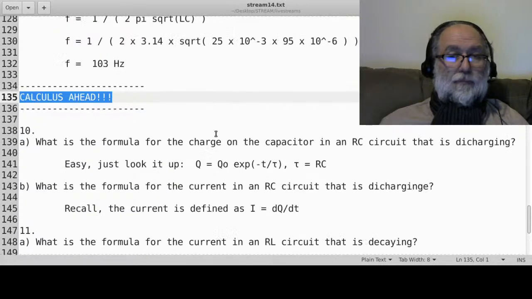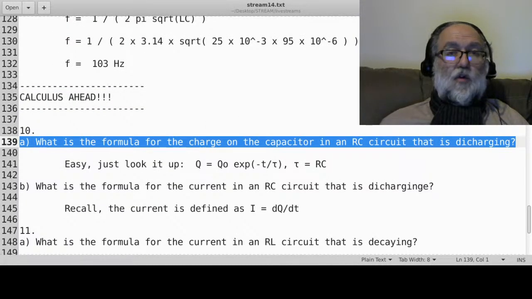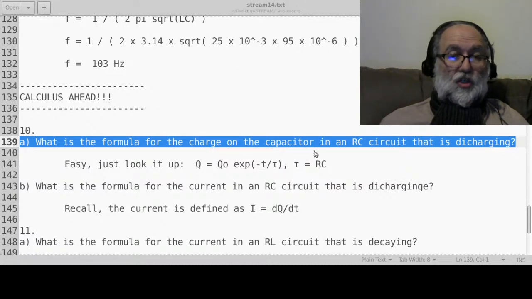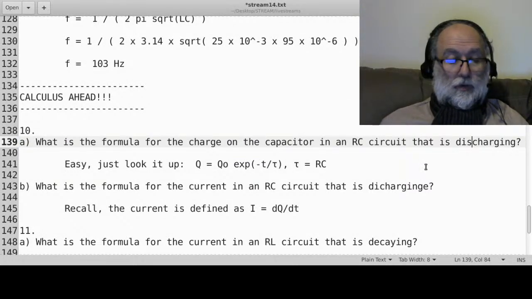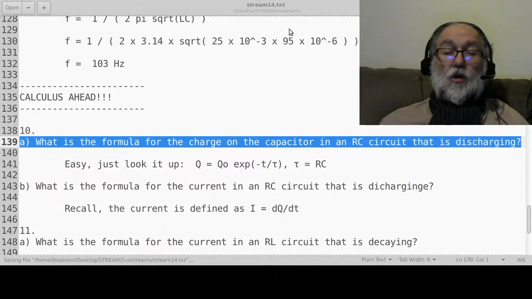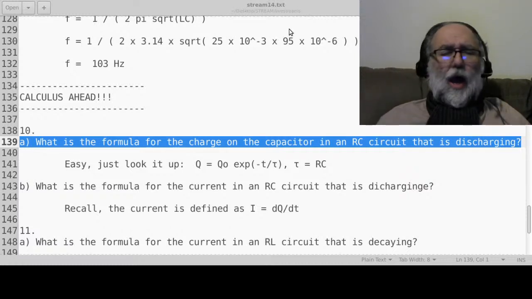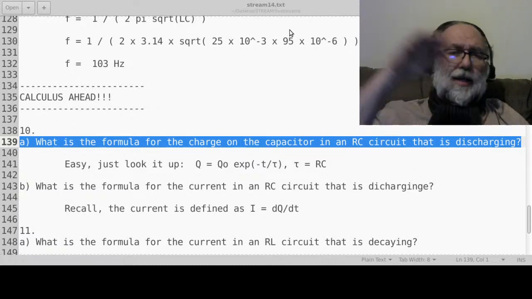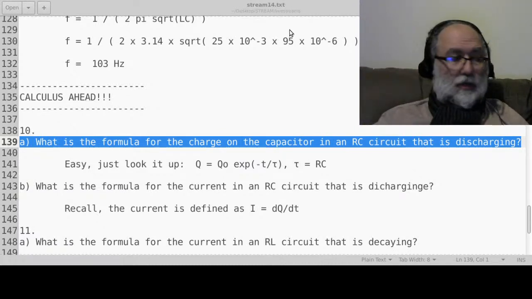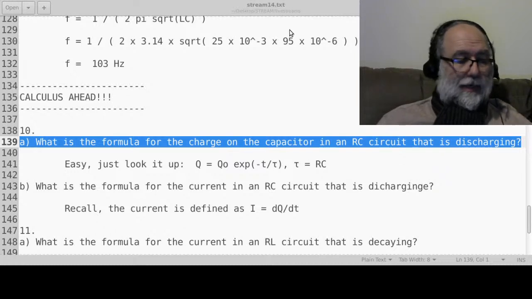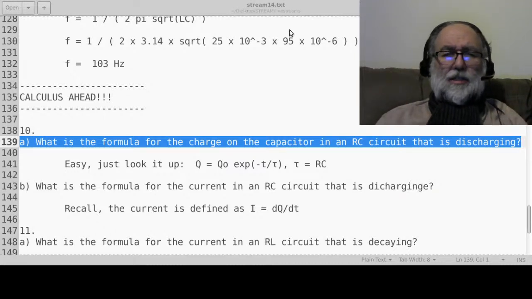All right, so over here, I said, what is the formula for the charge on a capacitor in an RC circuit that is discharging? Now, in those notes, when I did the exponential decay, I only did exponential decay. So I only did the discharging. I did not do the charging. The charging, or winding up of the current in an LR circuit, is not that different, but it doesn't teach you anything new. So I just did the discharging.